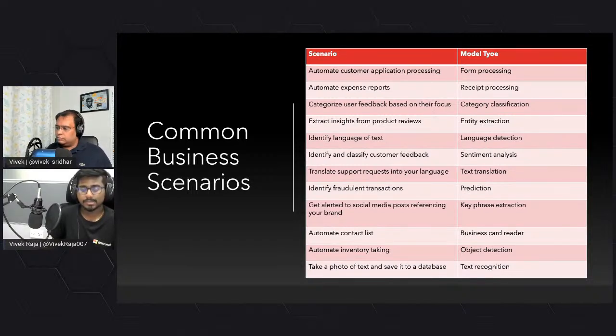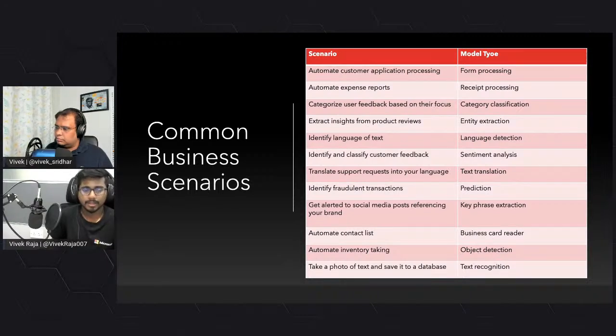Receipt is where you automate your expense reports like invoices, bills, and so on. Category classification, you try to categorize your user feedback based on your focus. For example, if it's an e-commerce website and a person types a comment on a particular product, you try to understand which product the person is actually texting about.